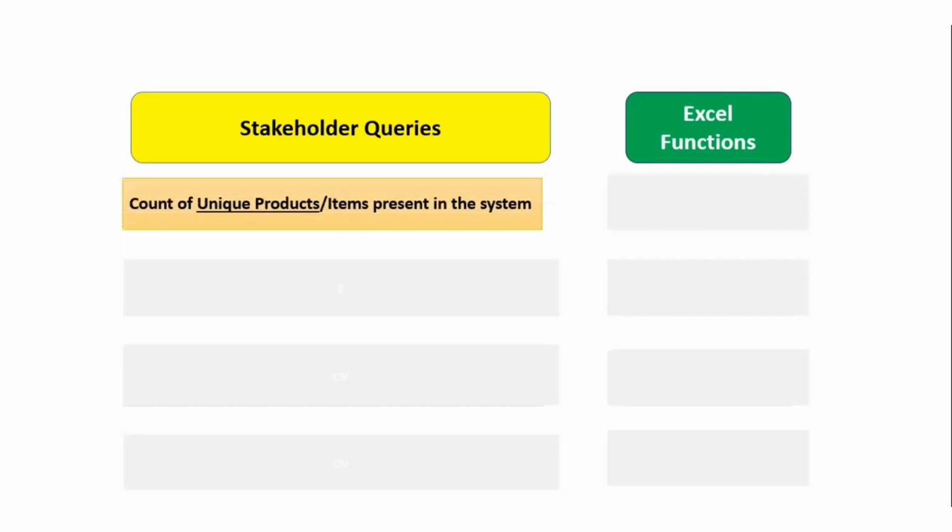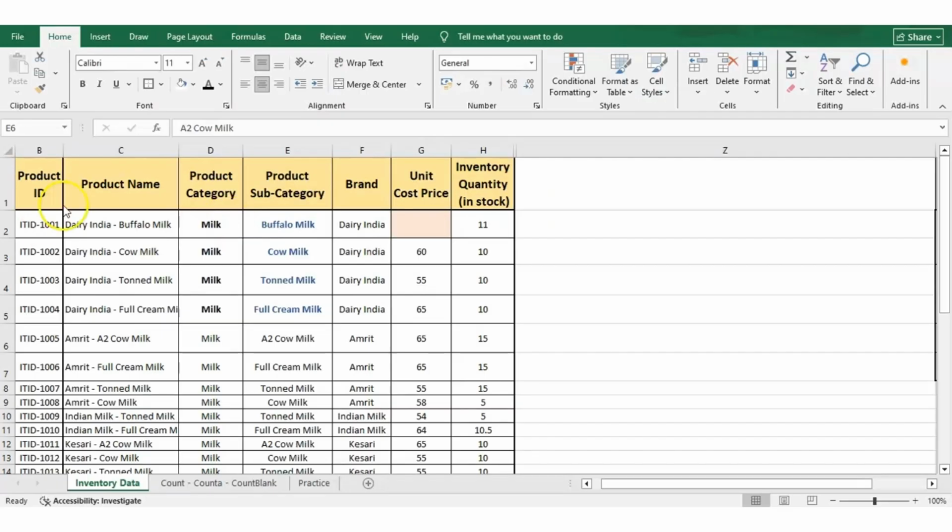Here the business stakeholders want to know the count of unique products or items present in the system. As mentioned, product ID has unique value assigned to each and every product present in the system. Also, we can see that product ID is of alphanumeric type. To find the answer of the business stakeholder query, there are two ways. The first one is manual, and the second one is using the predefined functions of Excel.